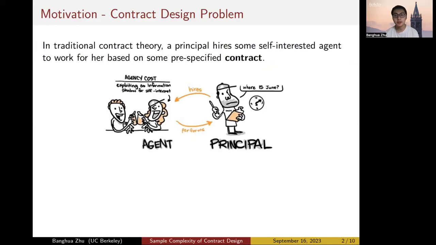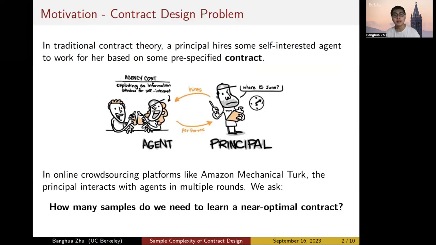In traditional contract theory, a principal will hire some self-interested agent to work for her based on some pre-specified contract. In an online crowdsourcing platform like Amazon Mechanical Turk, the principal will interact with agents in multiple rounds. So in this case, we ask the following question. How many samples do we need to learn a near optimal contract?